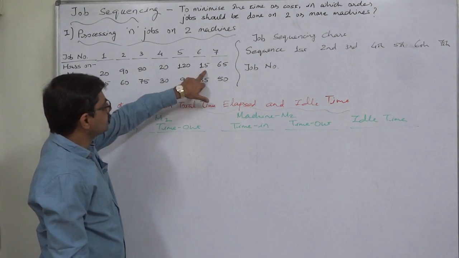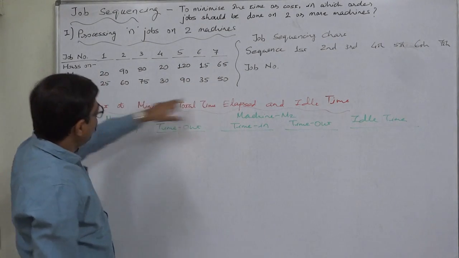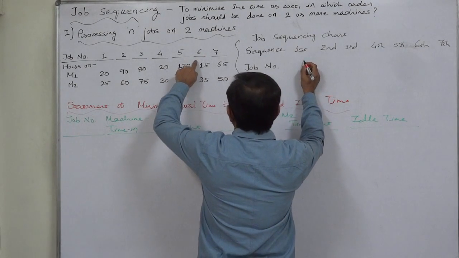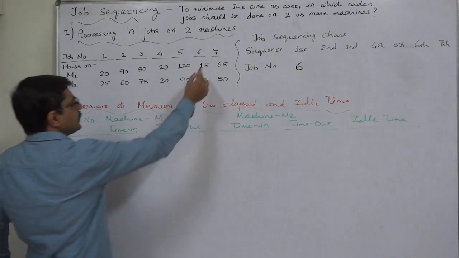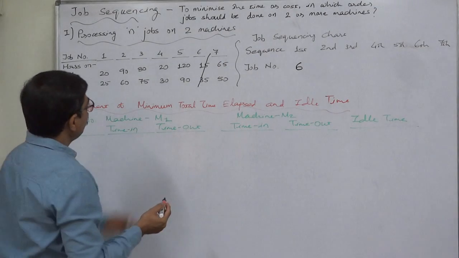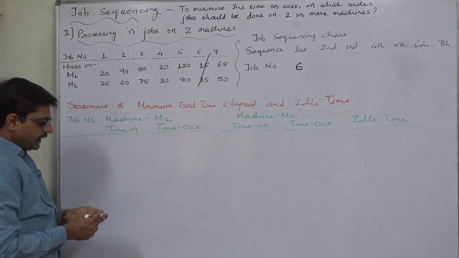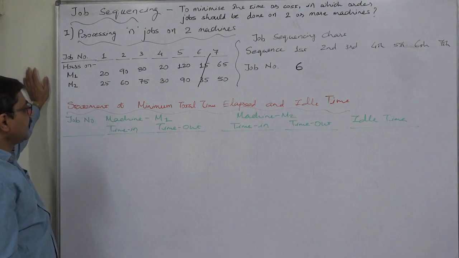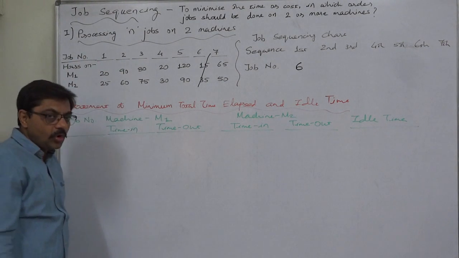So in the 6th job, the minimum time of all is on machine 1. So we should give first preference to job 6. Out of these 7, first we shall perform job 6. Now what about the remaining 6: jobs 1, 2, 3, 4, 5 and 7? Again the minimum is 20.